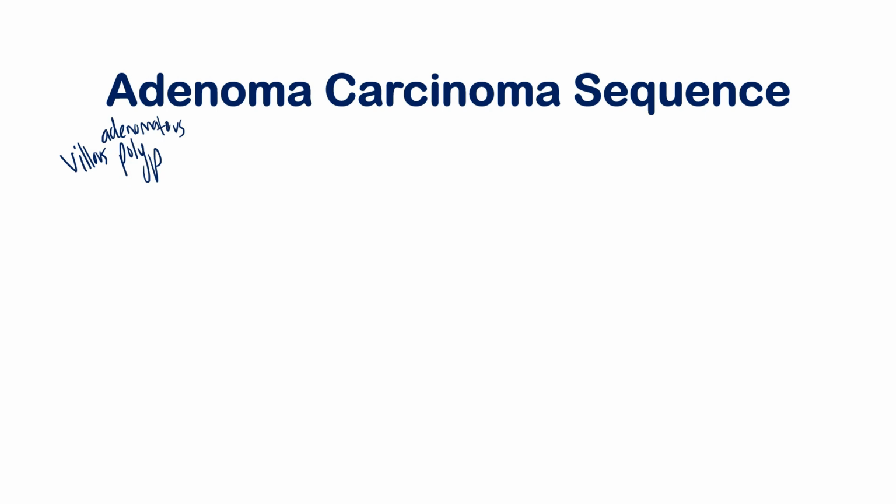It has the potential to become cancerous. So what is this adenoma carcinoma sequence? This is basically a polyp that can turn into a polyp that can then turn cancerous. Let's just say that. That's a simple way to put it. So this adenoma polyp will eventually turn into carcinoma, and there's a sequence of factors that cause this to happen.